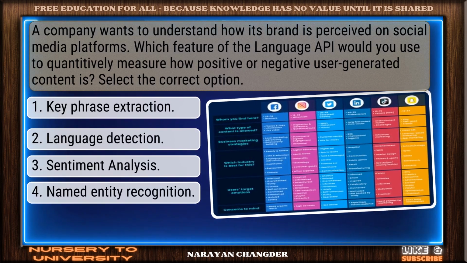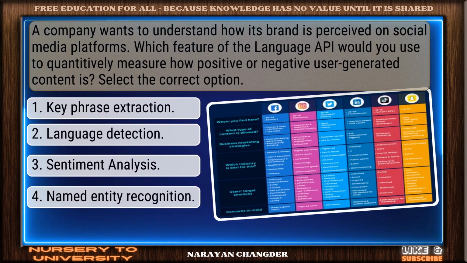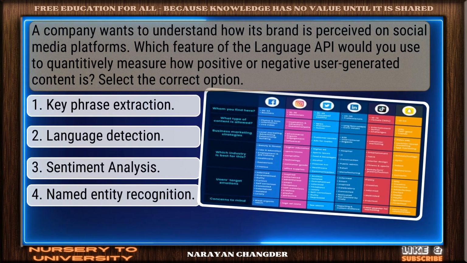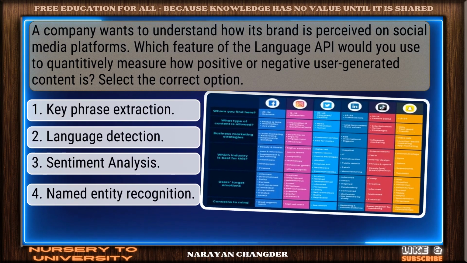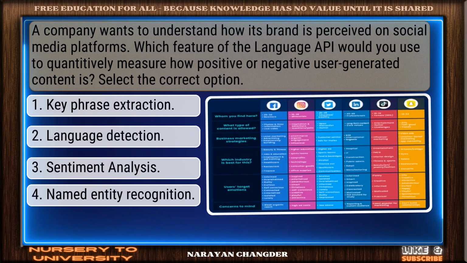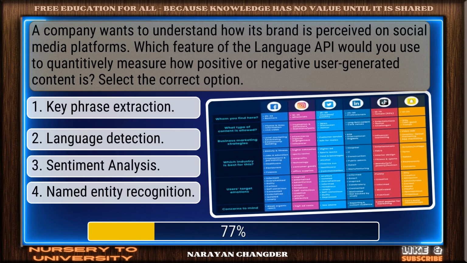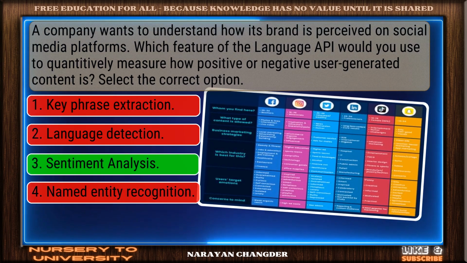Question number 2. A company wants to understand how its brand is perceived on social media platforms. Which feature of the language API would you use to quantitatively measure how positive or negative user-generated content is? Select the correct option. Valid point. Sentiment analysis is true.